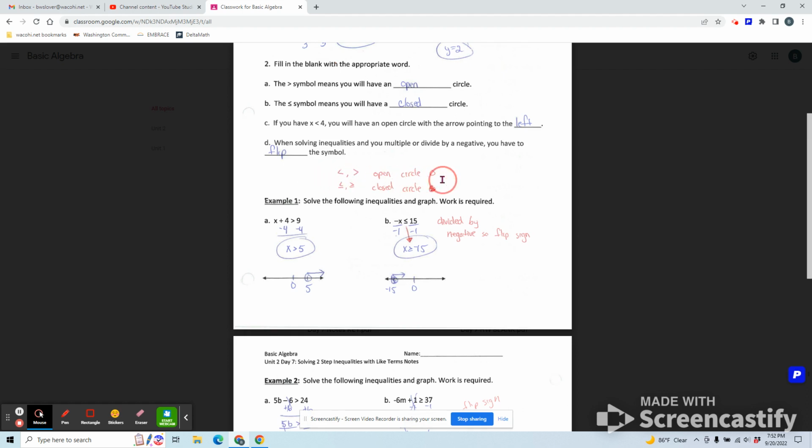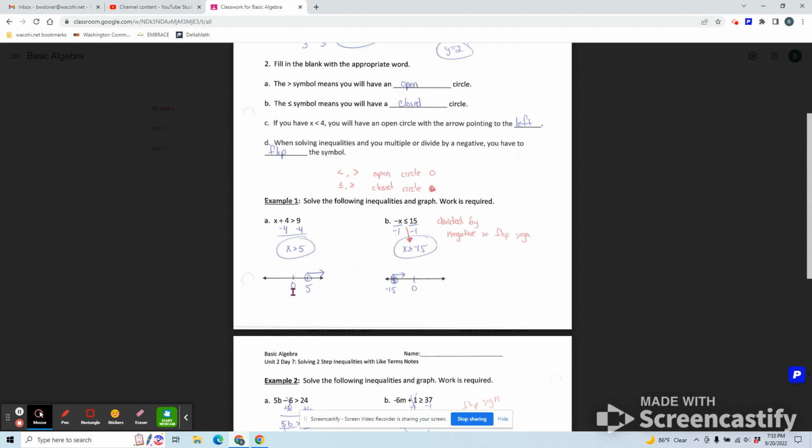Here's just something that might help as we work through the problems. So solve the following inequalities and graph. Work is required. So we're going to imagine that this is really saying x plus 4 equals 9. So in order to solve that, we would have to subtract 4. Well, we're going to do the same thing with inequalities. We imagine that it is an equation, and we solve just like we would an equation. So we subtract 4 from both sides. We have the variable isolated, and it's all by itself. So x is greater than 5.